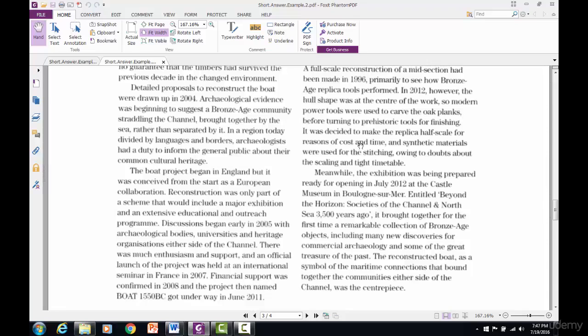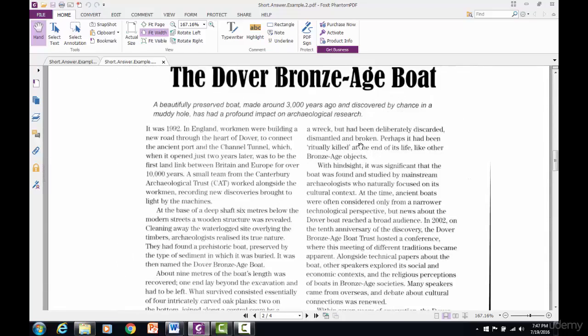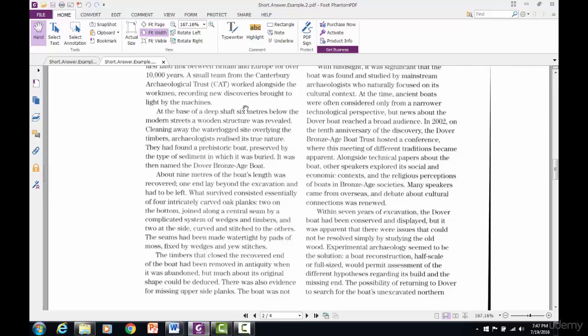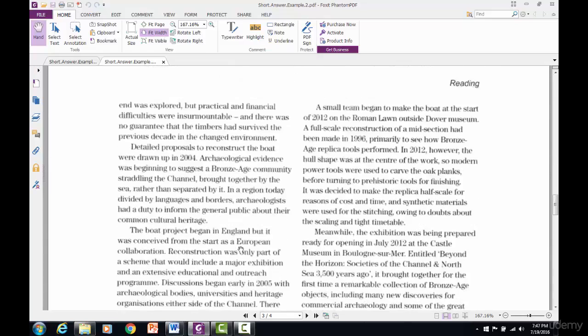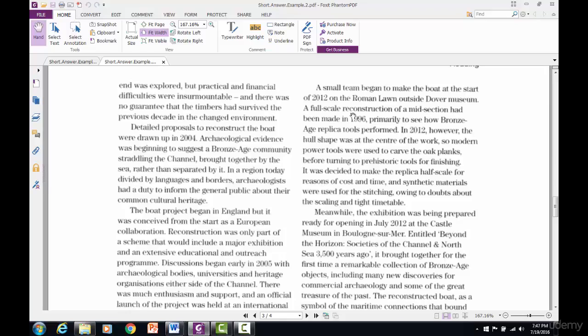Cost and time. So as we see with the short answer questions, our questions go in order, right? We found the answer to number one right here at 6 meters. Number two was right here where it talks about pads of moss and watertight. The third one was right here about 2012. And the last one was right here where it talks about deciding to do it half scale, which means not full scale, and cost and time. So it went in order. We didn't find them in order, but the questions come in order. That's very important to understand because it helps you find them.